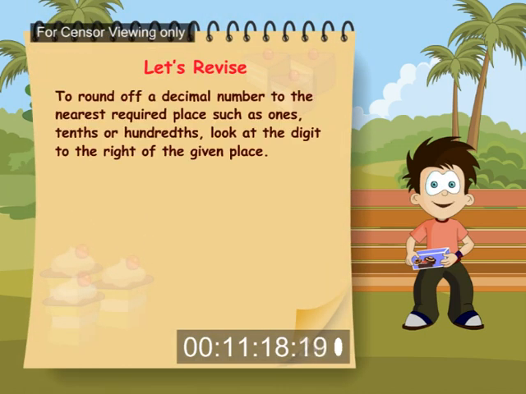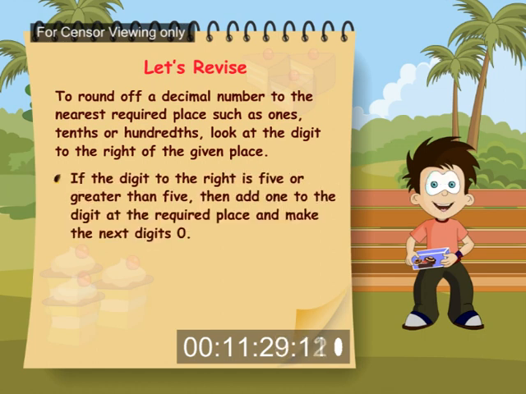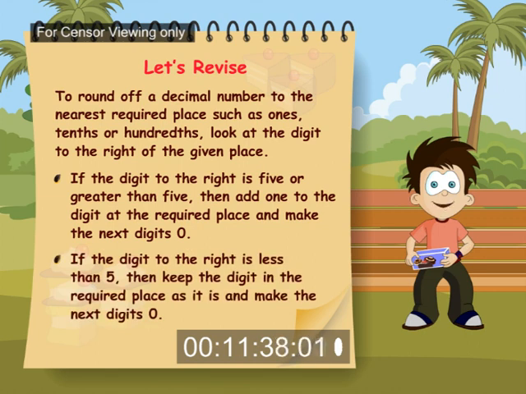Remember this about rounding off decimal numbers. To round off decimal numbers to the nearest required place, such as ones, tenths, or hundredths, look at the digit to the right of the given place. If the digit to the right is 5 or greater than 5, then add 1 to the digit at the required place and make the next digits 0. If the digit to the right is less than 5, then keep the digit in the required place as it is and make the next digits 0. Look at the given examples.